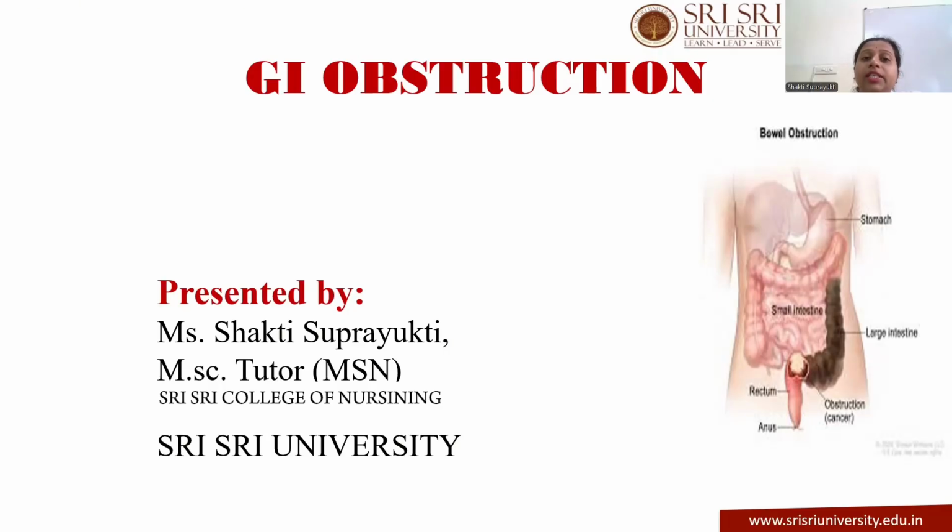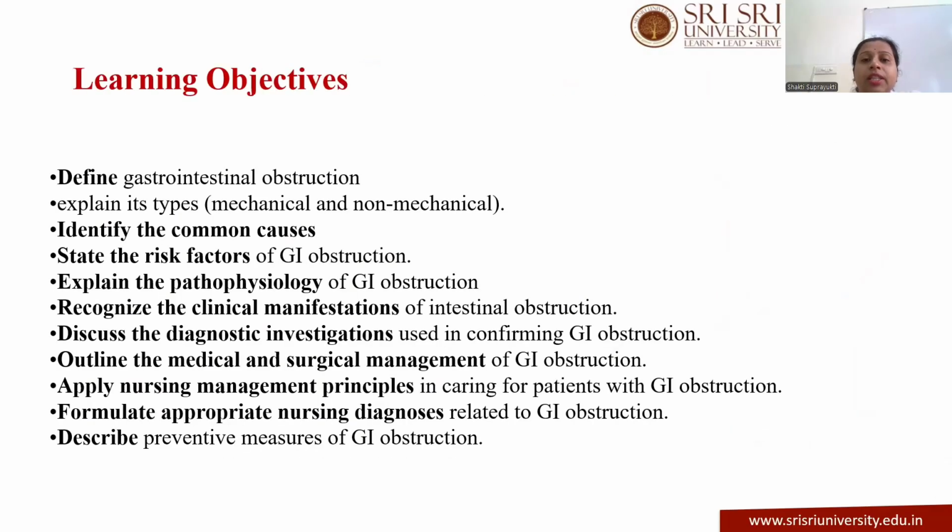Today I will discuss the topic GI obstruction. Firstly, let us know about the learning objectives of GI obstruction. In the learning objectives, what do we learn? First, number one is the definition of GI obstruction. Then the types. It is mainly two types: mechanical and functional GI obstruction. Then the causes or risk factors, pathophysiology, clinical manifestation, diagnostic evaluation of GI obstruction. Then management like medical management, surgical management, and nursing management of GI obstruction. And lastly, the preventive measures of GI obstruction.